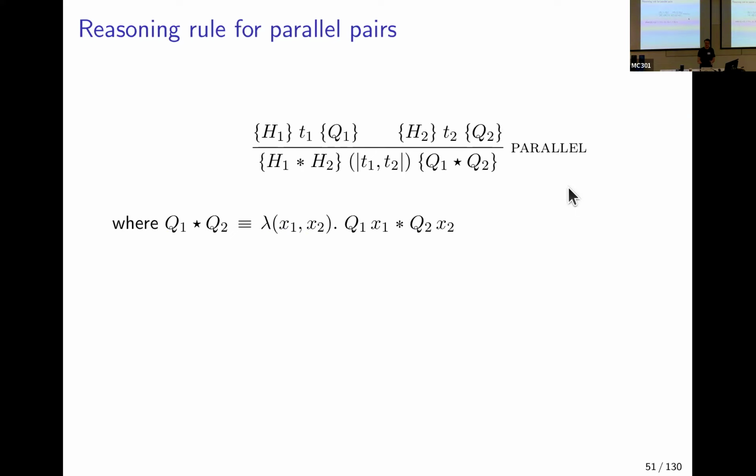Thank you. And so what's the reasoning rule for parallel pairs? It is very nice. You have H1 T1 Q1, H2 T2 Q2, and for the pair T1 T2, you have H1 star H2 and Q1 star Q2. The star is how we talk about the return values. The return value is actually a pair: the first element satisfying Q1, the second element satisfying Q2. So that's very nice.